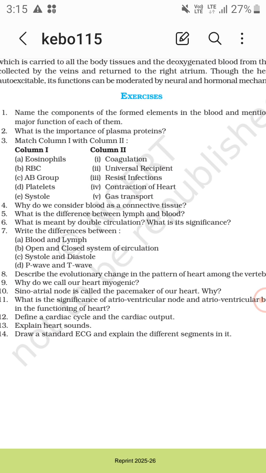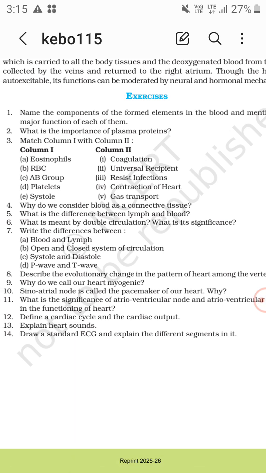Open and closed system of circulation, right? Open means, if you are talking about the amphibians, there is one ventricle, so from the right atrium and left atrium the blood gets mixed into the one common ventricle. So this is the open circulation, like absence of the vessels, arteries, veins and all that. Closed system of circulation, they are closed circulatory system.